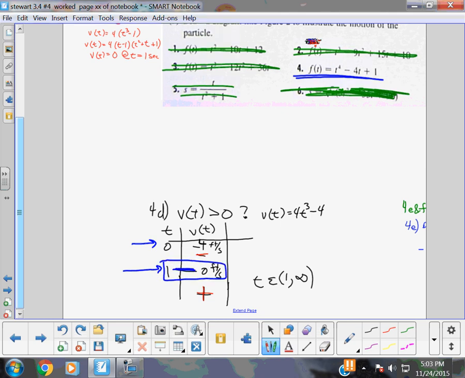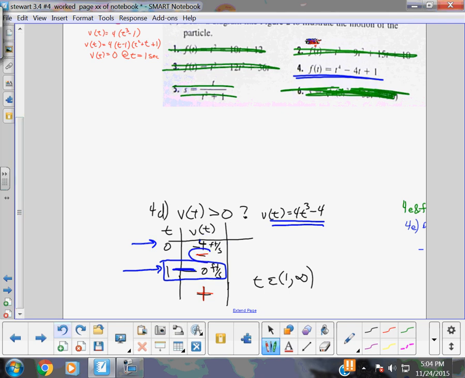And you notice I put a little mark in here. All right. Well, if I put 0 in here, 4 times 0 cubed is 0. 0 minus 4, negative 4 feet per second. So between 0 and 1, it's going to be negative. We just showed that here.